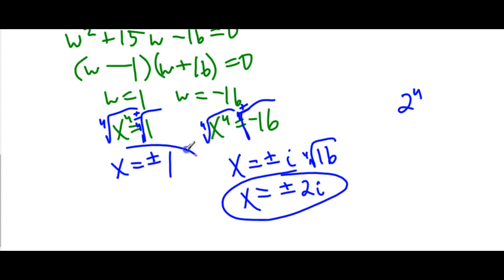So we get those 2 answers and those 2 answers. Again, it was x to the 4th power, so that was to be expected.